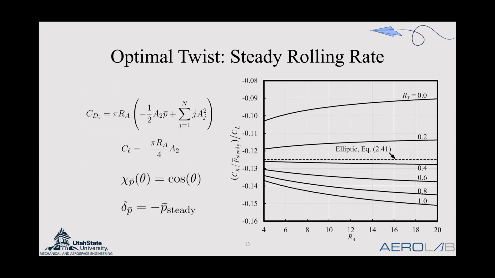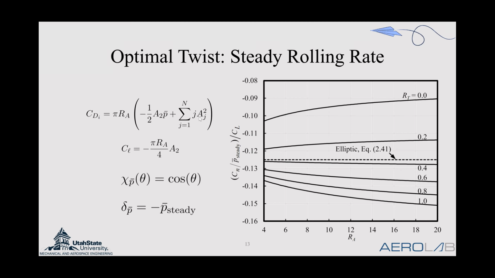The second case we considered was a steady rolling rate. So this is the case when the rolling moment coefficient is zero, but the rolling rate is non-zero. And so again, we can see since the rolling moment coefficient is 0, A2 has to be 0, which causes this first term right here to cancel out in our induced drag equation. And again, we can see for this case, we still want all of our Fourier coefficients to go to 0. If we could design it like that, then we would be at the optimal case for a steady rolling rate maneuver.